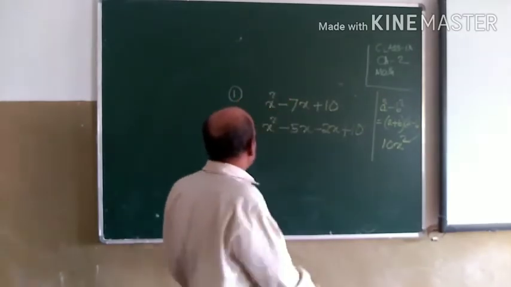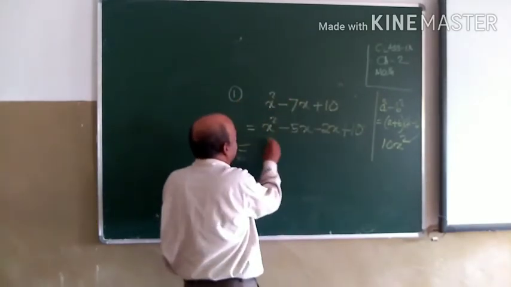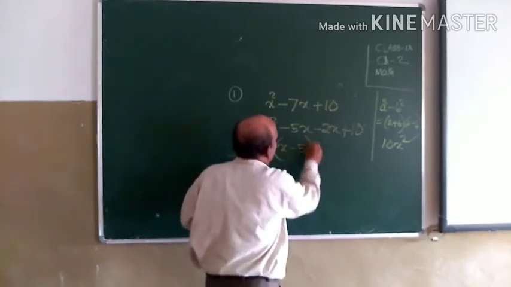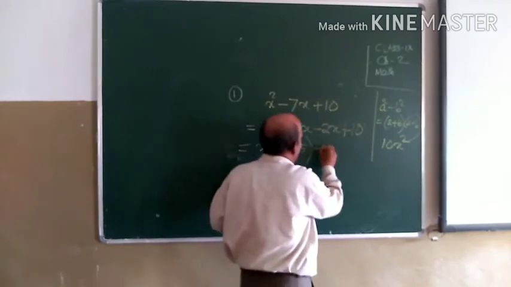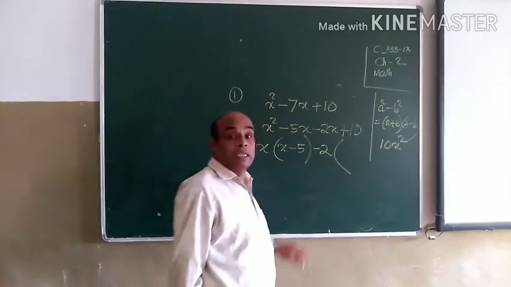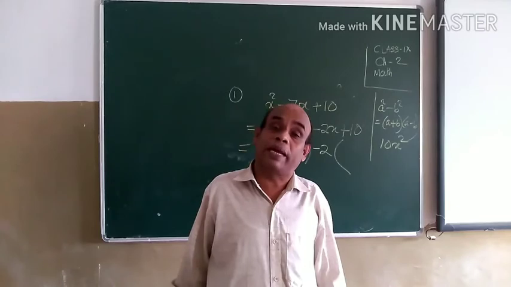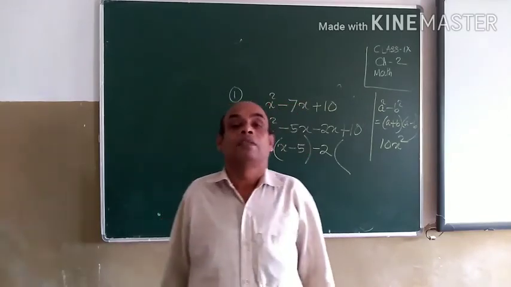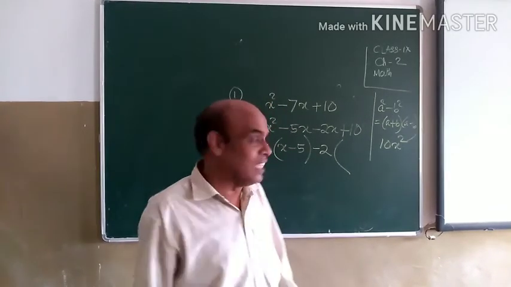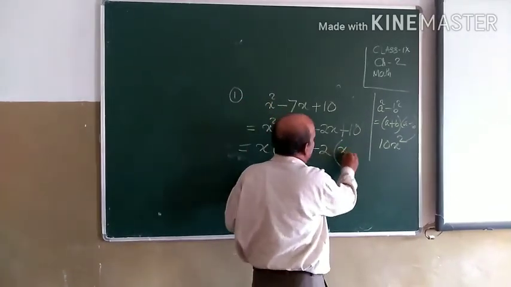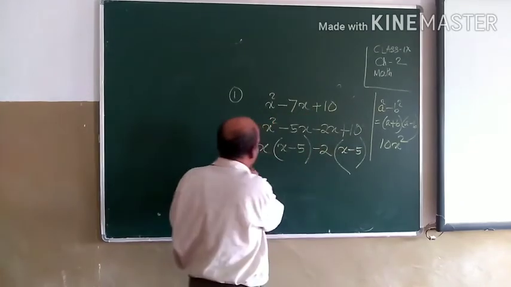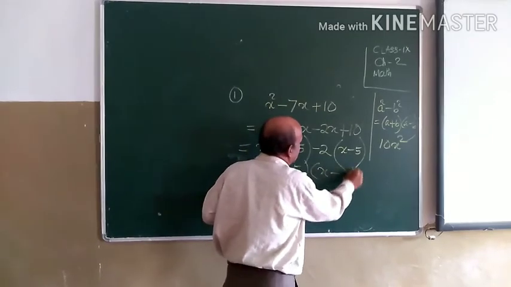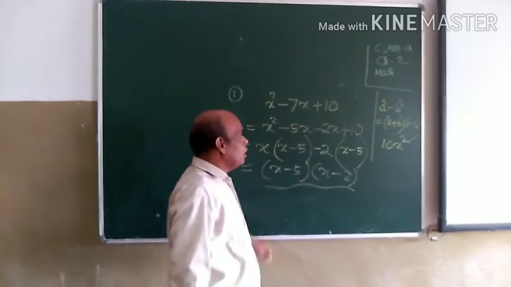You have to remember. So now take common from the first two: x is common, so x minus 5. And similarly here you see minus 2 is common. Remember, if a minus sign is there, you have to take the minus common. So when the minus sign is taken common, the signs inside will change. So ultimately it will be x minus 5. So finally you got x minus 5 whole into x minus 2. So this is the solution.